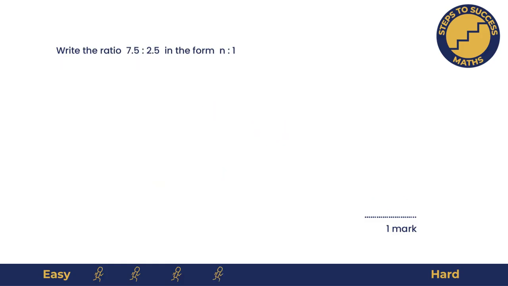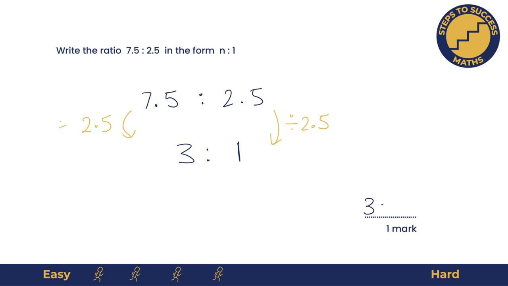Write the ratio 7.5 to 2.5 in the form n to 1. So this time is slightly different because it's telling us how it wants it to look. So you've got your ratio 7.5 and 2.5 and you want it to be something to 1. So how do you go from 2.5 to 1? What do you have to divide by? Well, you divide it by 2.5. So you need to do that to the other number in the ratio. 7.5 divided by 2.5, and that's 3. So our ratio is 3 to 1.